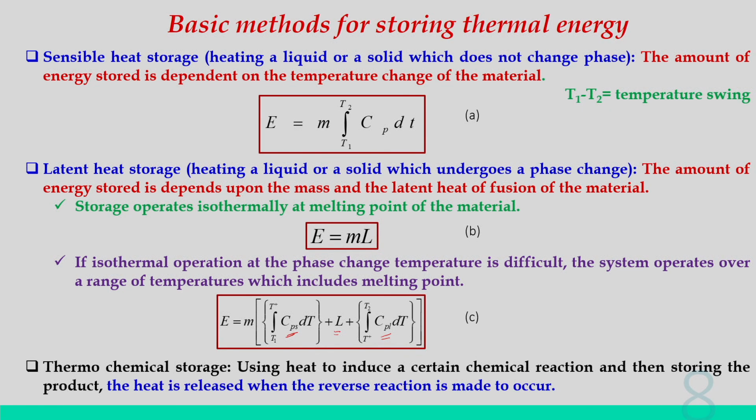So, the final category is thermochemical storage. Using heat to induce a certain chemical reaction and then storing the product. The heat is released when the reverse reaction is made to occur. Okay. So, that way energy storage can be done.